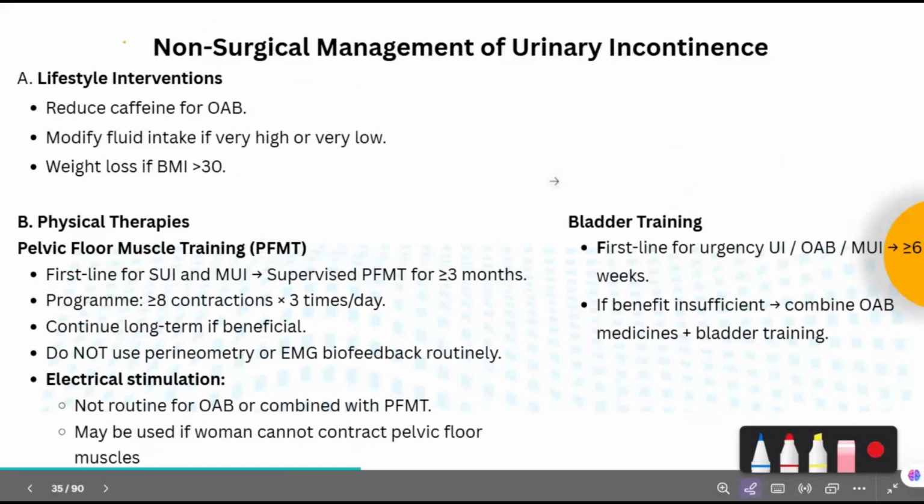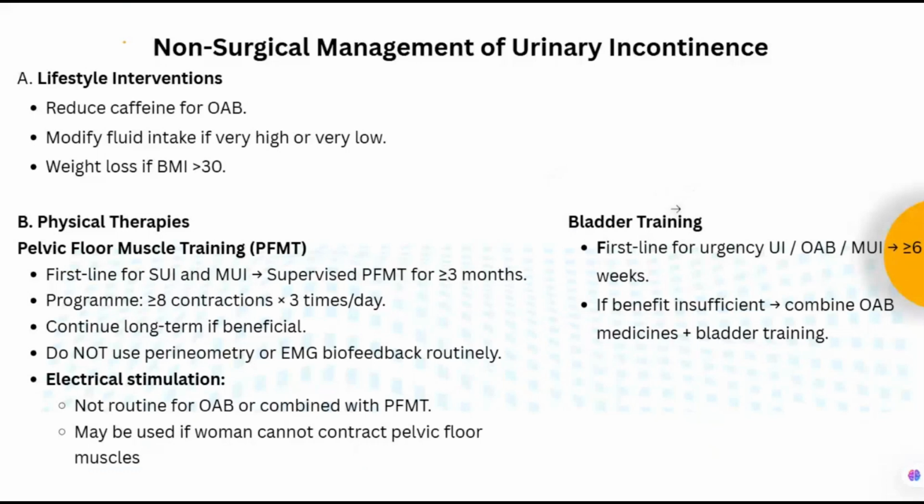Then the next conservative measure is bladder training. This bladder training is required especially for urge predominant urinary incontinence, or if there is an overactive bladder, or mixed urinary incontinence which is urge predominant. And the duration is 6 weeks. Remember, this bladder training is for 6 weeks.